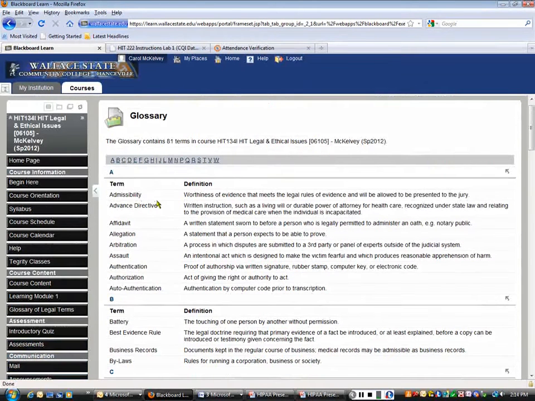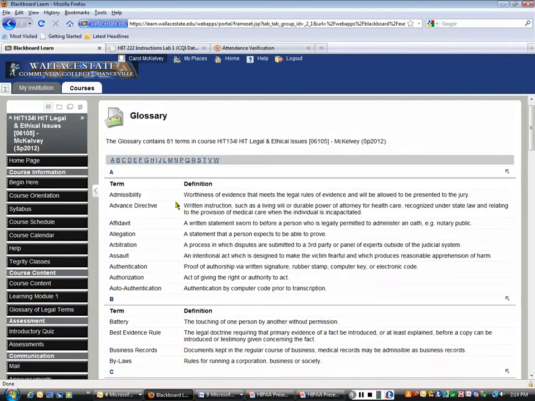The first term is admissibility. We've already talked about that. Admissibility is the worthiness of evidence that meets the legal rules of evidence and will be allowed to be presented to the jury. So something that can be by law, because there are rules of admissibility that are laws, but those things that can be shown to the jury or presented, that means that that particular thing, whether it's a document or whatever, that if it meets those rules, those legal rules, it can be shown to the jury, and that's known as admissibility.